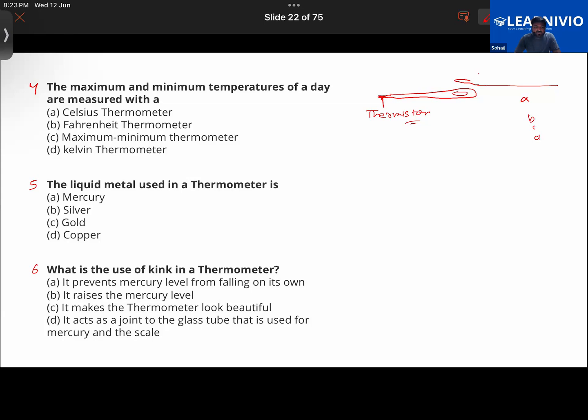Fatima, you're done. You have answered question number 4 and 5. The maximum and minimum temperature of a day are measured with a maximum minimum thermometer simply. The liquid metal used in a thermometer is mercury. And the answer for this one is option A.